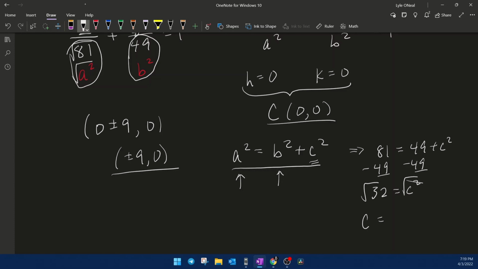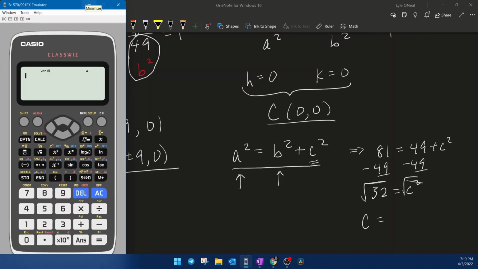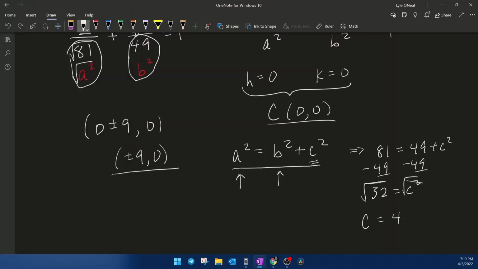Now the square root of 32 may reduce, and I'm going to use my Casio to simplify that radical if possible. One of the cool features about the Casio ClassWiz is that it will simplify a radical expression if it can be simplified. Here, we see that it takes the square root of 32 and puts it into simplest radical form. That's going to be 4 square root of 2.